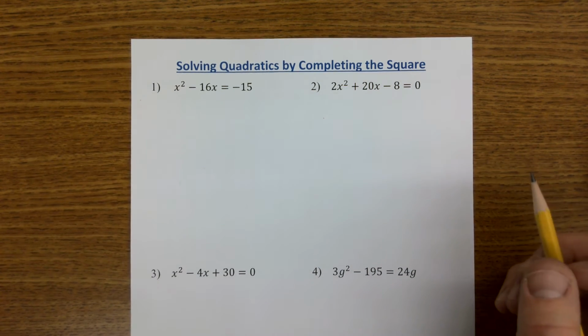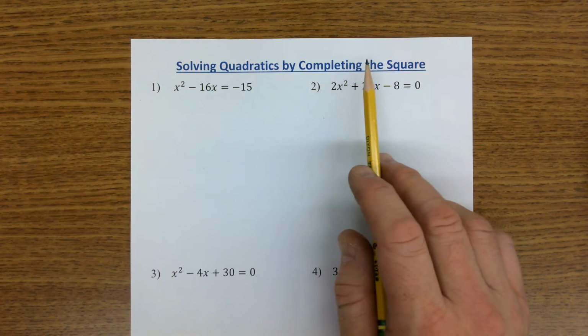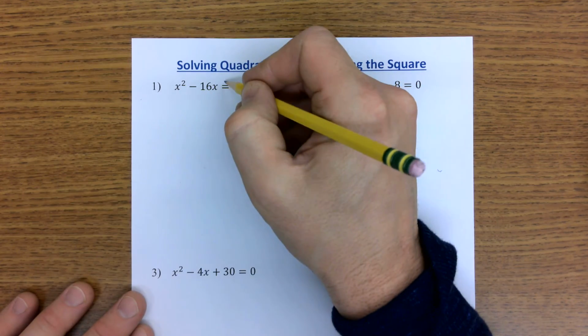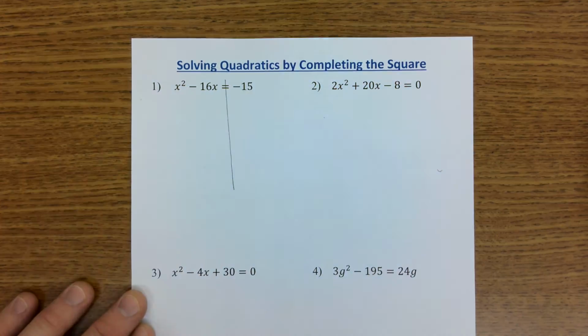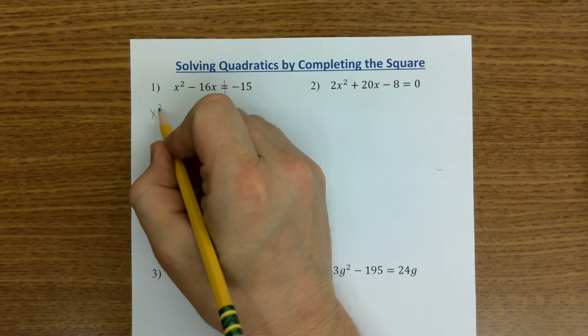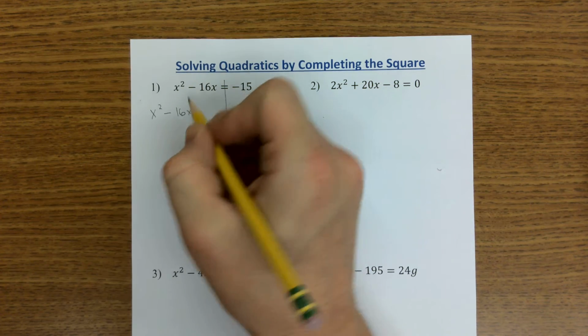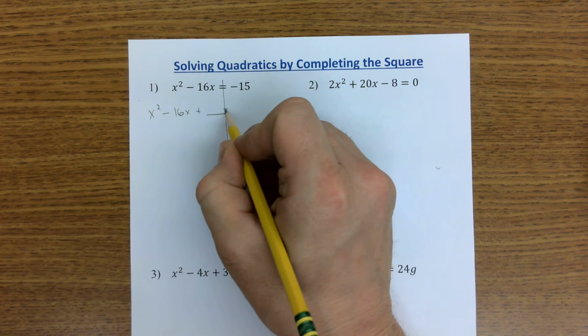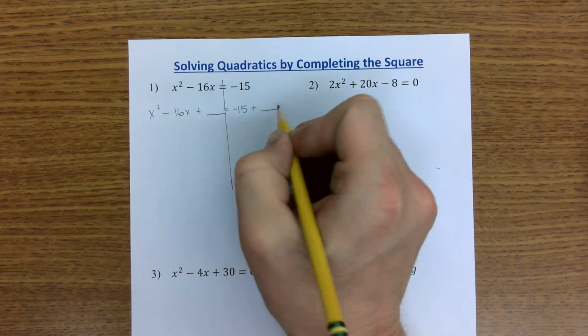Alright, hello everyone. I wanted to give you some help solving these quadratics by completing the square. Well, first step, we want to have a left and right side of our equation, and we are going to go ahead and set it up to complete this perfect square. It's going to need a number here, so I'm going to write it like this.